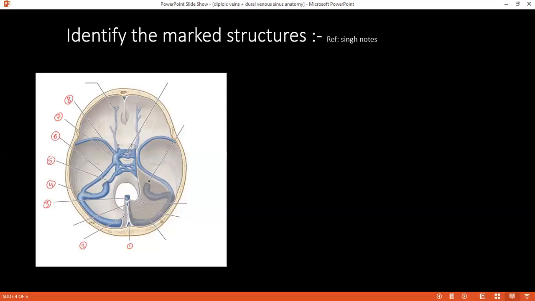Anterior and posterior cavernous, communicating sinus, and the straight sinus, and occipital sinus. So there are 4 unpaired and 6 paired ones, total 10 in number. Yes, ma'am. So can you tell me, please, what is cavernous sinus? How is it formed?